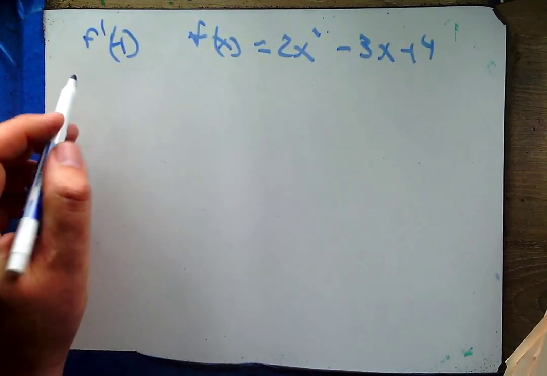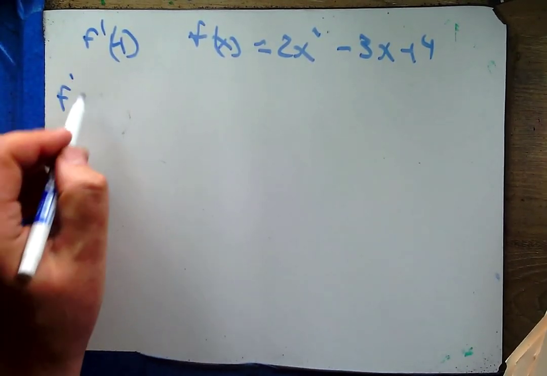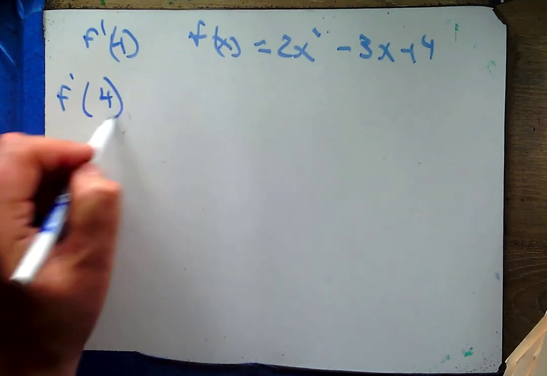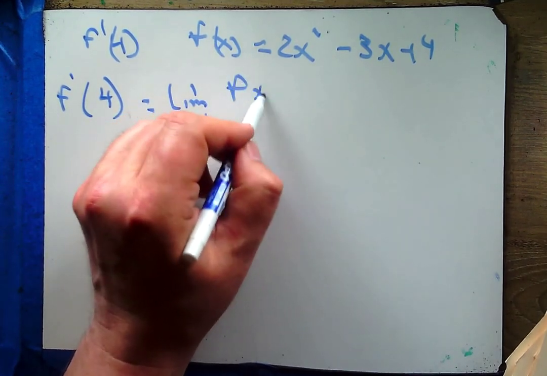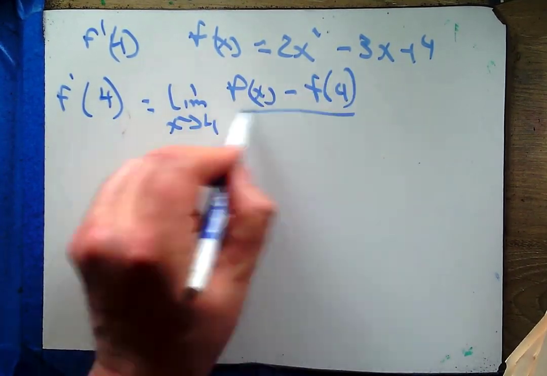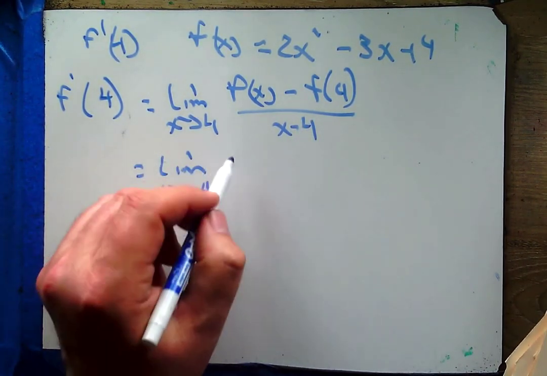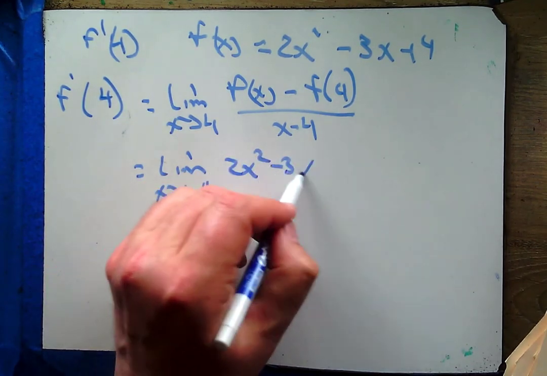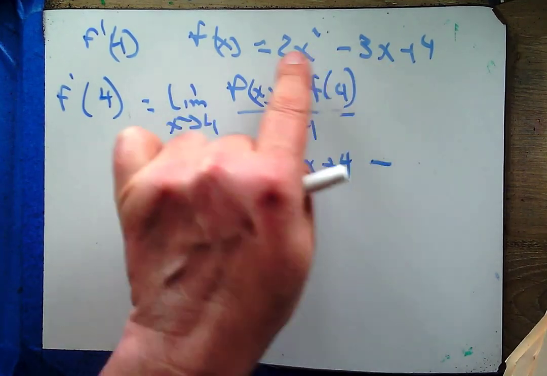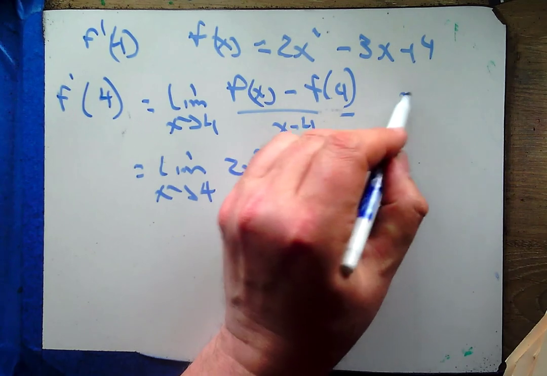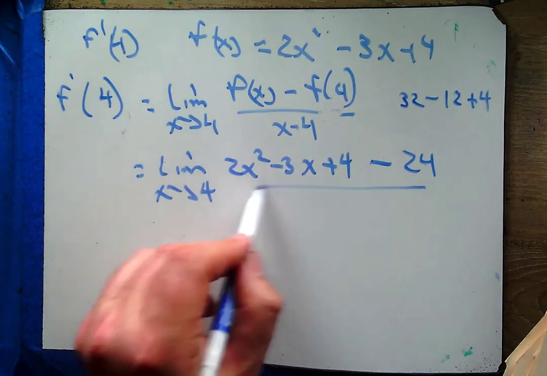First, we're supposed to say f prime of 4 equals the limit as x approaches 4 of f of x minus f of 4 over x minus 4. So that's going to be the limit as x approaches 4 of 2x squared minus 3x plus 4 minus f of 4. Find f of 4 by plugging the 4 in here. 16 times 2 is 32 minus 12 plus 4, and that's going to be 24, over x minus 4.